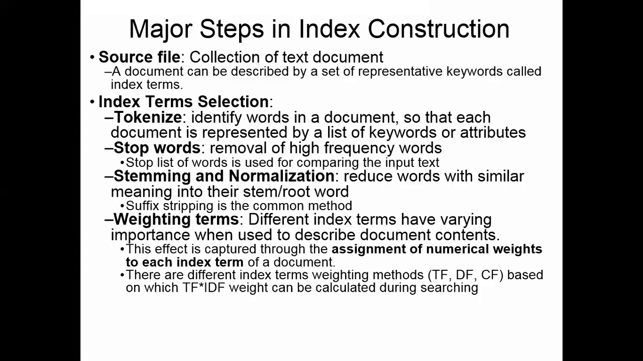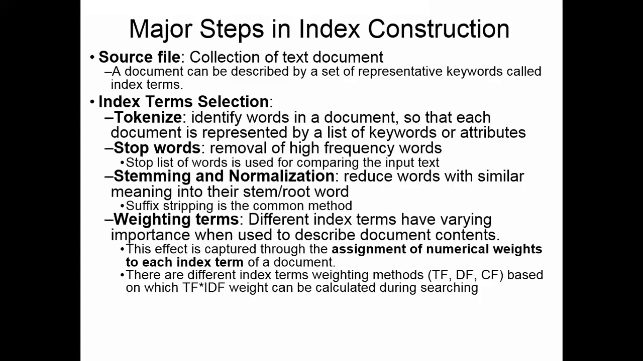Then after identifying weighted index terms, weighted index terms means that for each index term, we know their term frequency, document frequency, and collection frequency. That means for each index term, we know how many times that term appears in a given document, how many times that term appears across the document collection, how many times that term occurs in the whole collection.